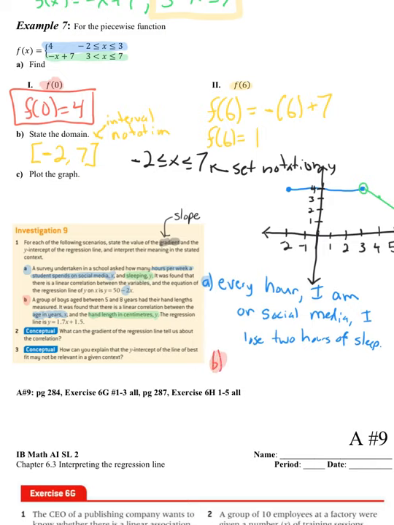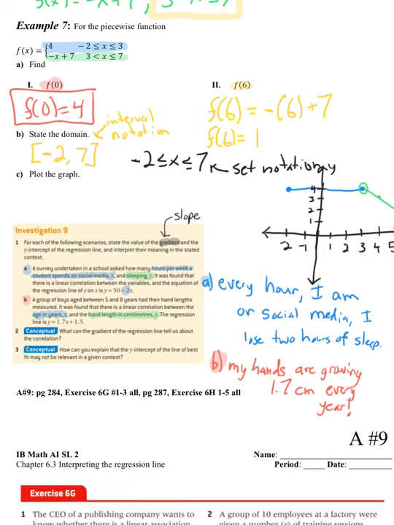All right, this one's telling us about age, how old a kid is, and their hand length in centimeters. So what's this one telling us? What's the slope telling us? How fast are my hands growing? 1.7 centimeters every year. Every year they're growing 1.7 centimeters.